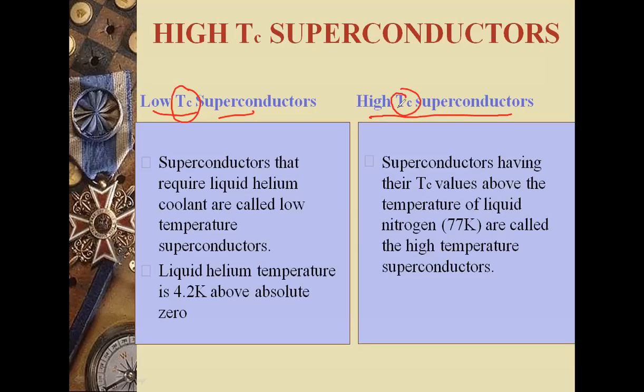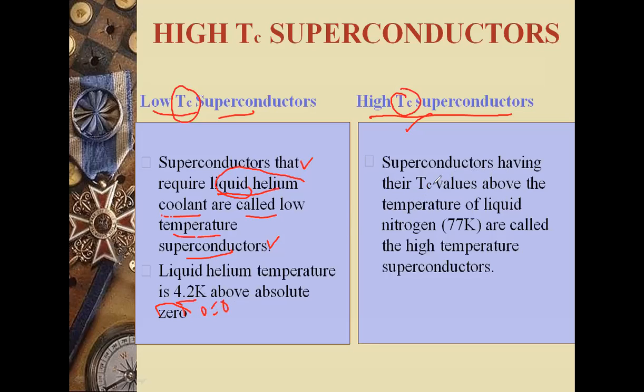The only difference is that the transition temperature is higher for this superconductor, and here the transition temperature is lower. The superconductors that require a liquid helium coolant are called low TC superconductors. Liquid helium, as we already studied, has a temperature of 4.2 K, at which the resistivity is 0.